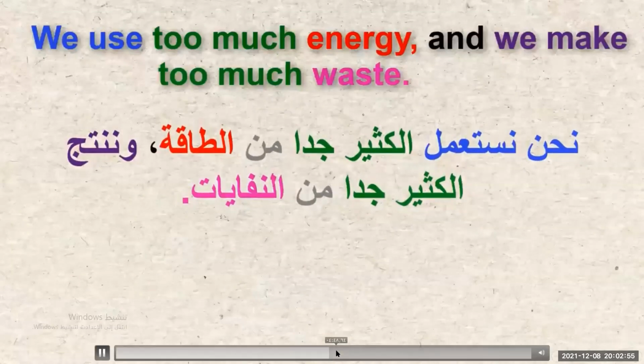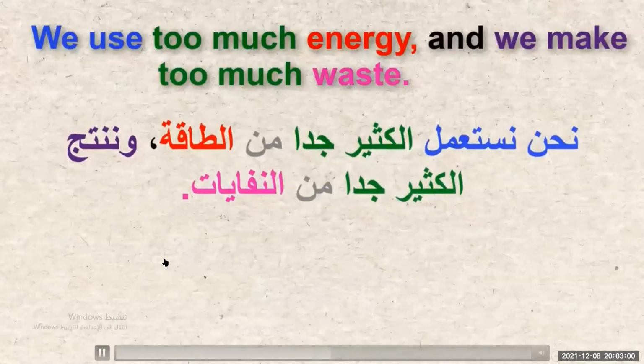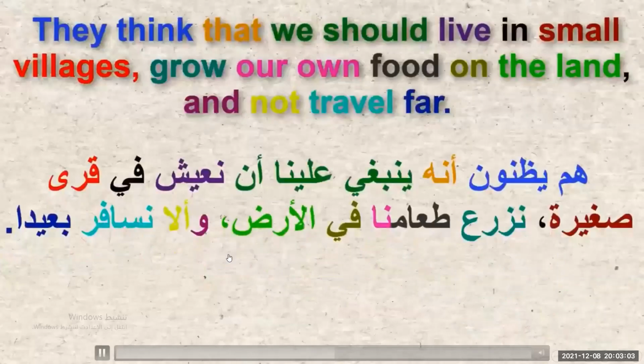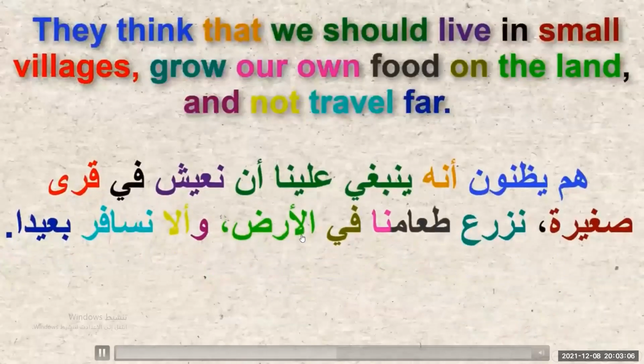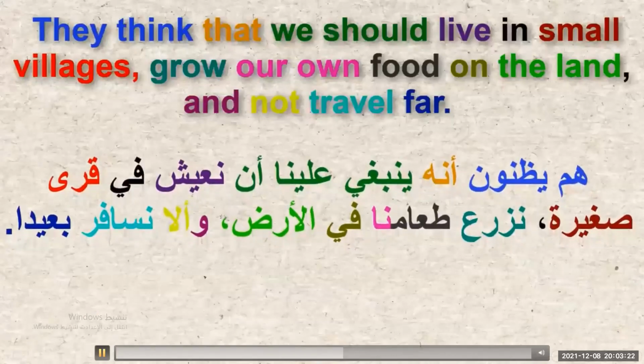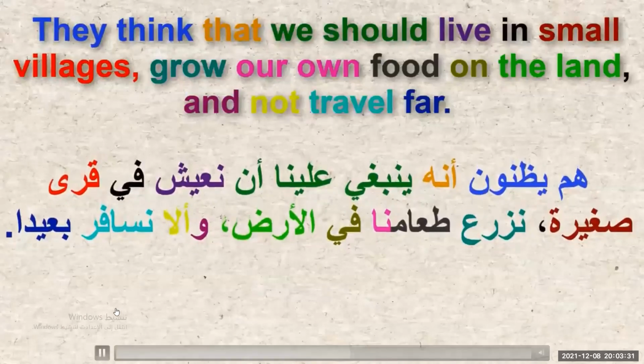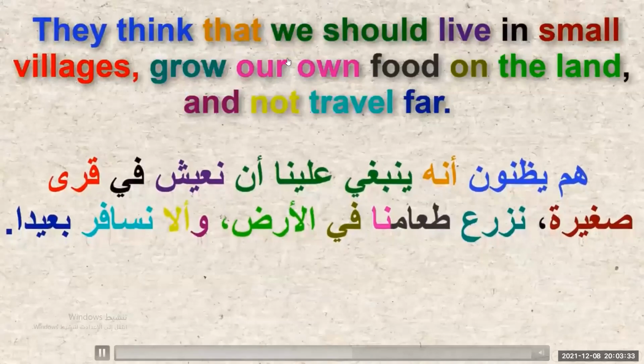Miss Aisha, unmute yourself. They think that we should live in small villages, grow our own food on the land. Miss Aisha, please unmute yourself. Got it. Thank you. Okay. And not travel far. This is a long one for a brief one, actually, to repeat it.